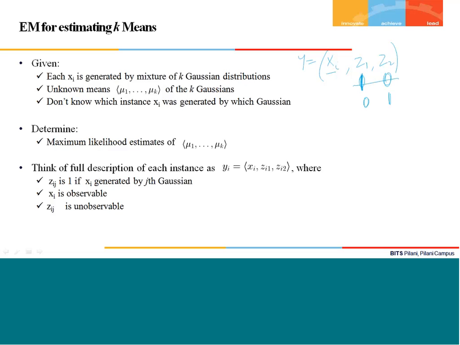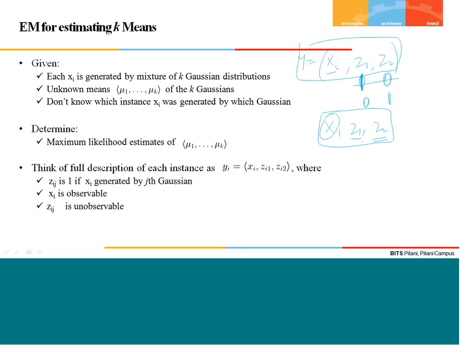So my actual data set should be in this form, where the data x is given, and along with this x, I also get the information from which distribution it is generated, the first normal distribution or the second normal distribution. But right now, I know only this x. I don't know what z1 and z2 are, right?